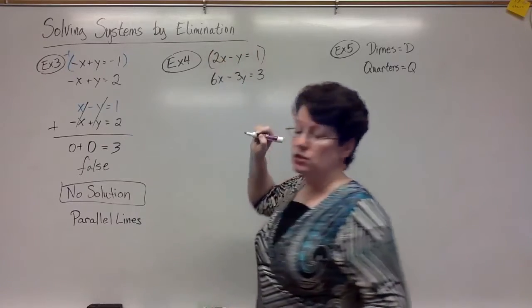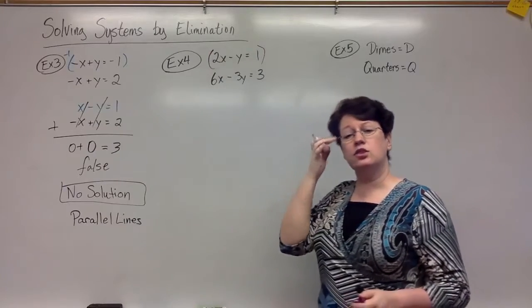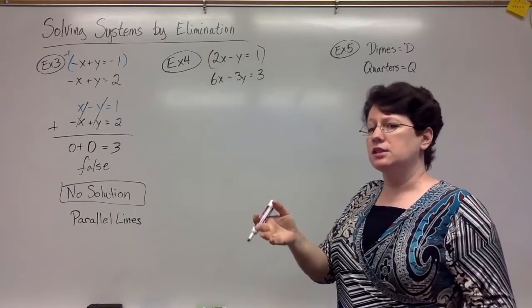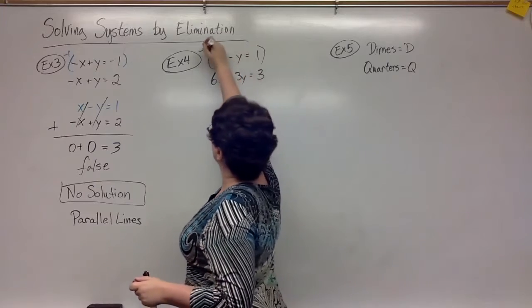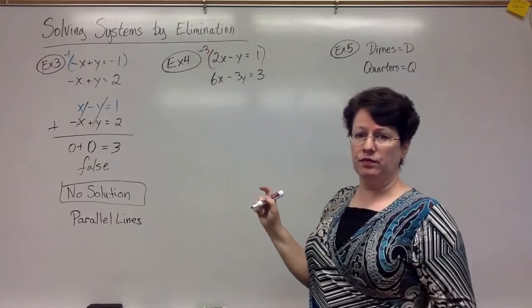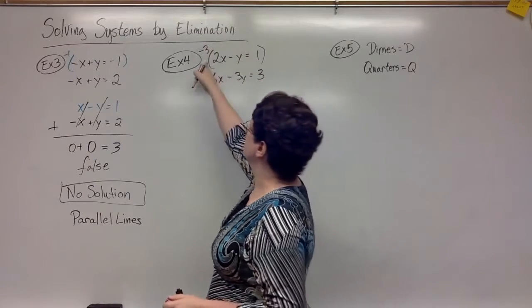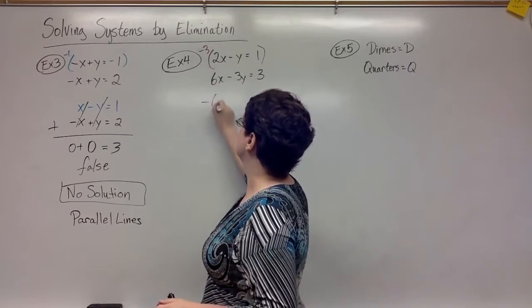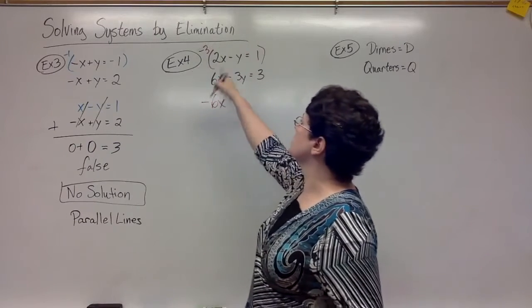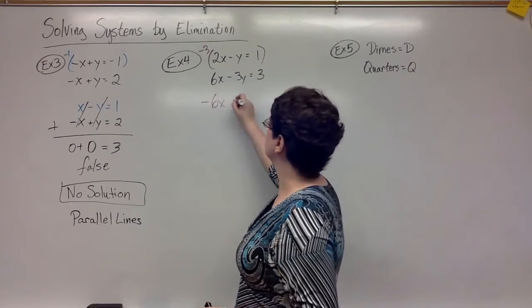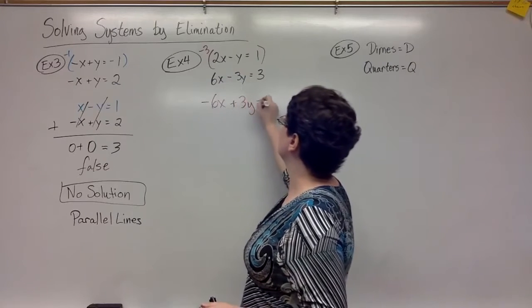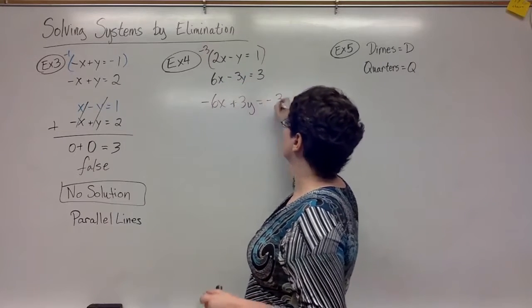I'm going to do top equation again, but I have to change the sign, right? Yeah, the signs have to be opposite. So let's multiply by -3, okay? So distribute to all of it. -3 times 2 is, very good, -6x. -3 times -y plus 3y equals -3.